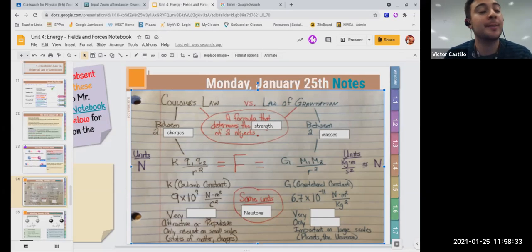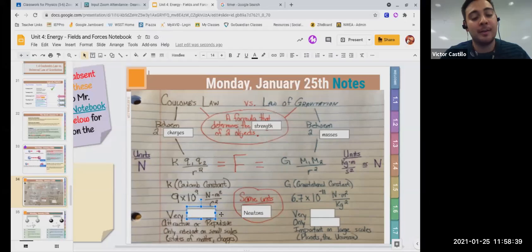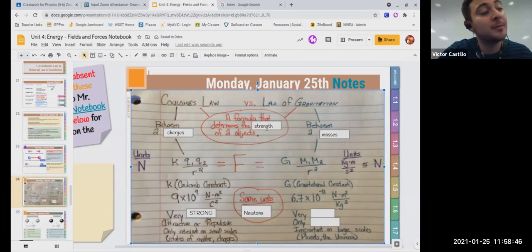They do go their own separate ways. On the left side, there is a part that says "very blank." I want you to fill that one in and put "very strong." These Coulomb's law forces are very strong, and since they're strong, they can be either attractive or repulsive. So they can either pull you in, attractive, or push you away, repulsive.